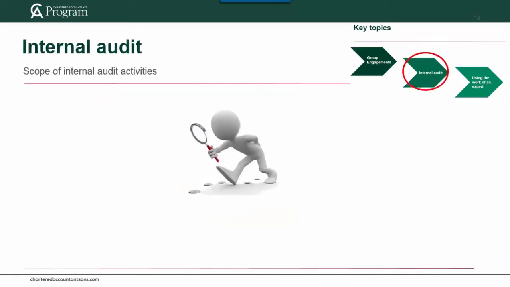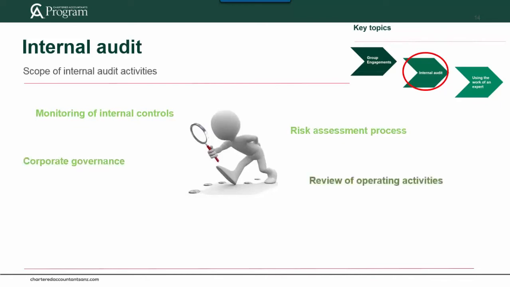Let's now move to the next key topic in Unit 8, which is internal audit. Many large companies have internal audit departments that have been established to monitor the effectiveness of internal control. The scope of internal audit activities could include the following: monitoring of internal control, risk assessment process, corporate governance, review of operating activities, and review of compliance with laws and regulations, just to name a few.